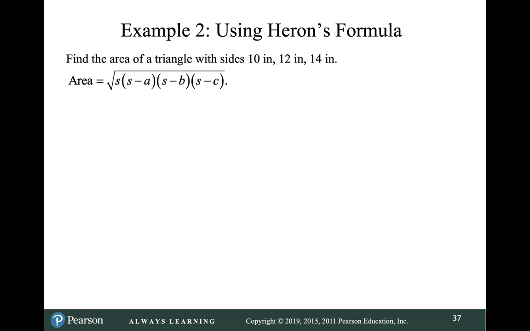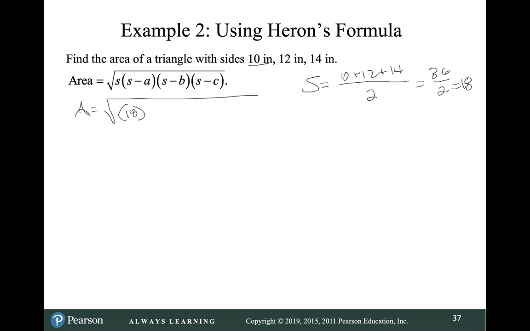Okay, so let's do an example with Heron's formula. Our first step is that we need to find the semi-perimeter. So to find the semi-perimeter S, we need to take each of the sides, that's 10 and 12 and 14, and then divide that by 2. So we have 10, 22, 36, divided by 2 is 18. So our area is going to be the square root of 18, and then we're going to do 18 minus 10, 18 minus 12, and 18 minus 14. So that's 8, 6, and 4.